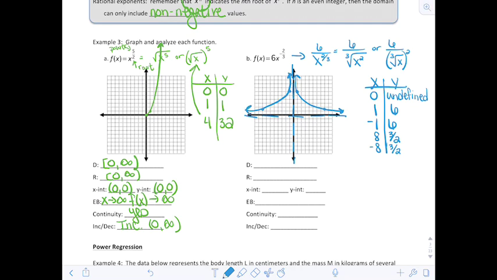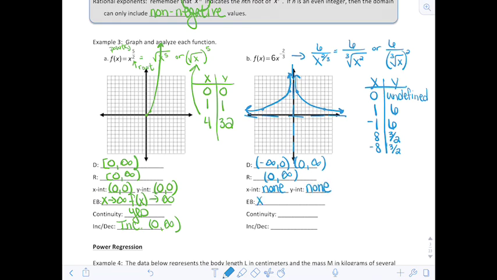Okay, so let's talk about the characteristics. The domain, you can plug in anything you want but 0: negative infinity to 0, and then 0 to infinity. The range is from 0 to infinity. X-intercept, there is not one, and there is no y-intercept either.